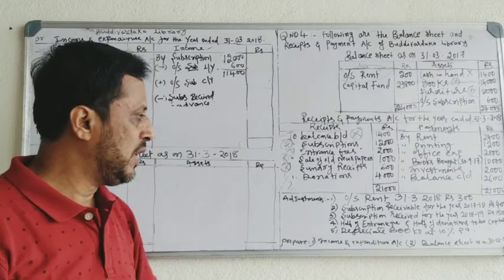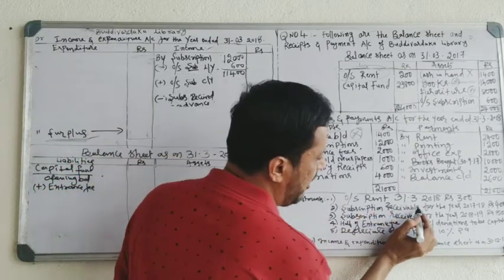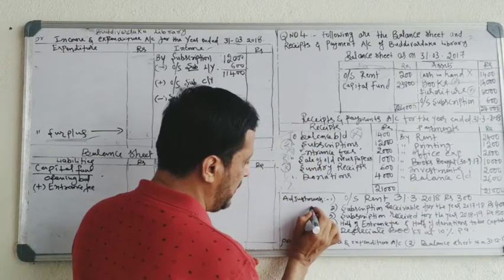Next, see the second adjustment. Subscription receivable. Receivable means outstanding.